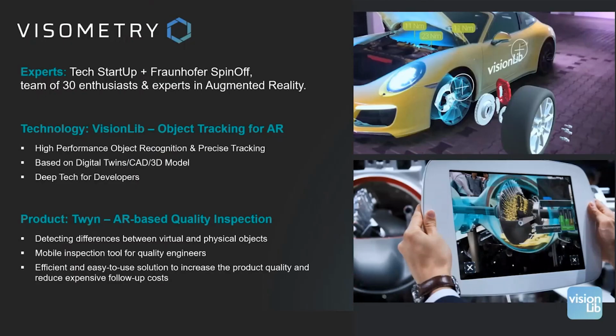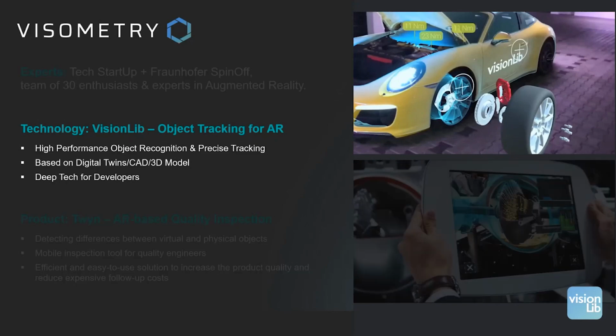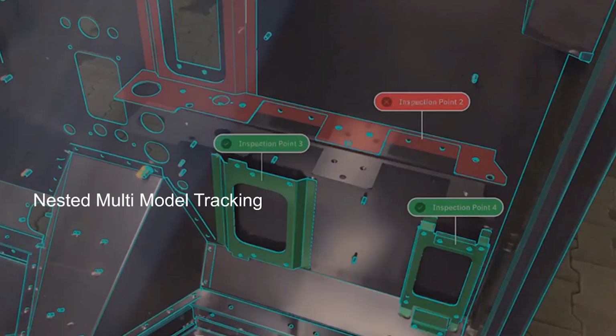We as Bisometry are a team of about 30 enthusiasts and experts in different fields related to augmented reality. At the moment, we have two main areas in which we are active. On the one hand, there is VisionLib, our object tracking library, which most of you probably know. And on the other hand, we developed Twin, an AR-based quality inspection tool. In this webinar, we will focus on VisionLib, more precisely on a new feature of VisionLib, nested multi-model tracking.